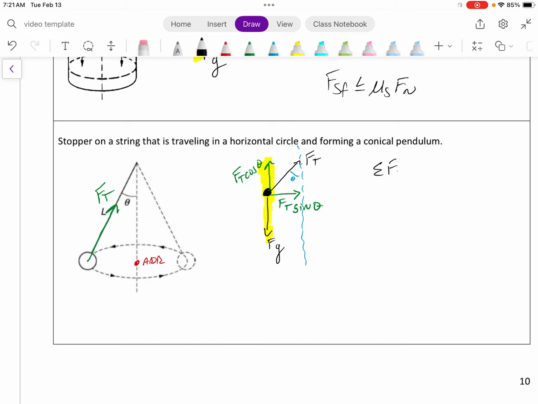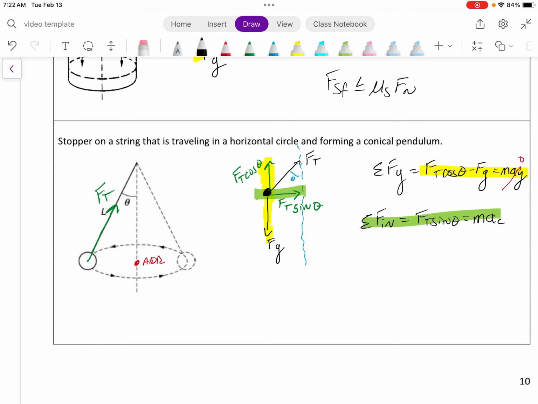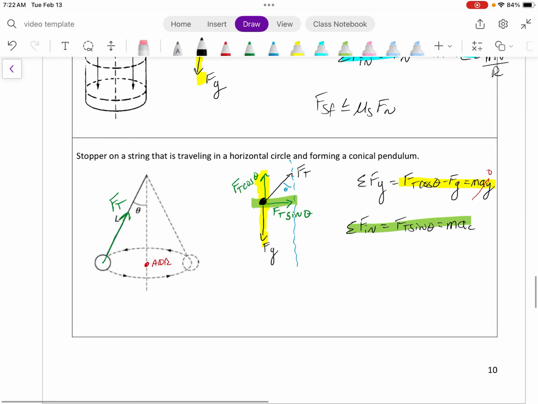Now I can sum the forces in the y direction. The sum of the forces in the y direction is equal to Ft cosine theta minus force of gravity equals mass times acceleration in the y. And if that is going at a continuous speed around that circle, that acceleration in the y direction will be 0. And then I can sum the forces inward, not x, and force of tension sine theta is positive because it points towards the center of the circle, equals mass times centripetal acceleration, and that will be in this direction, which is inward. And that's how you sum forces on a conical pendulum. And that's it.